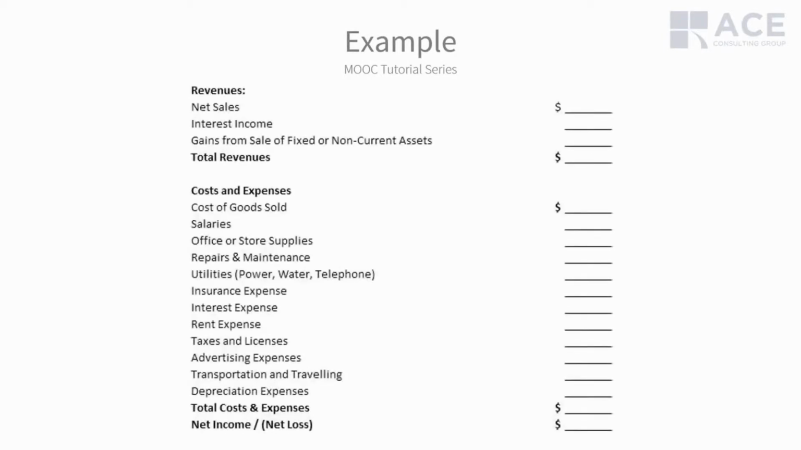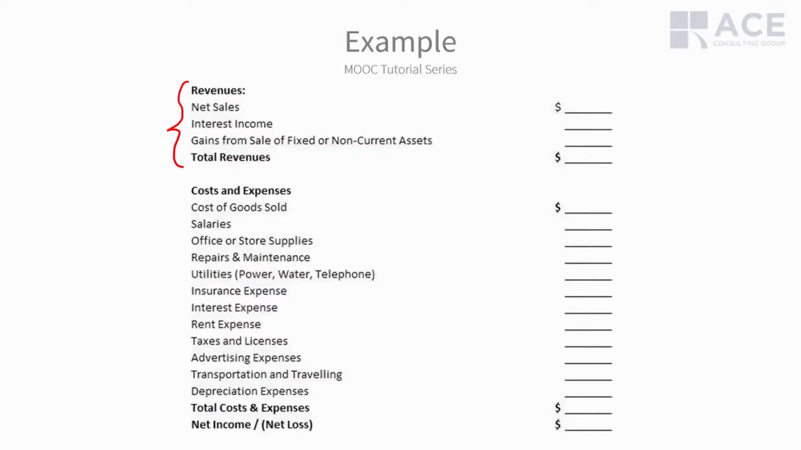Alright, let's see if we can use what we just learned to write the income statement for Johnny's Lemonade Stand. This is a template of a regular income statement for a business. At the top here, you can see that we start with the revenues. Revenues include all of the money that comes into the business as a result of business operations.